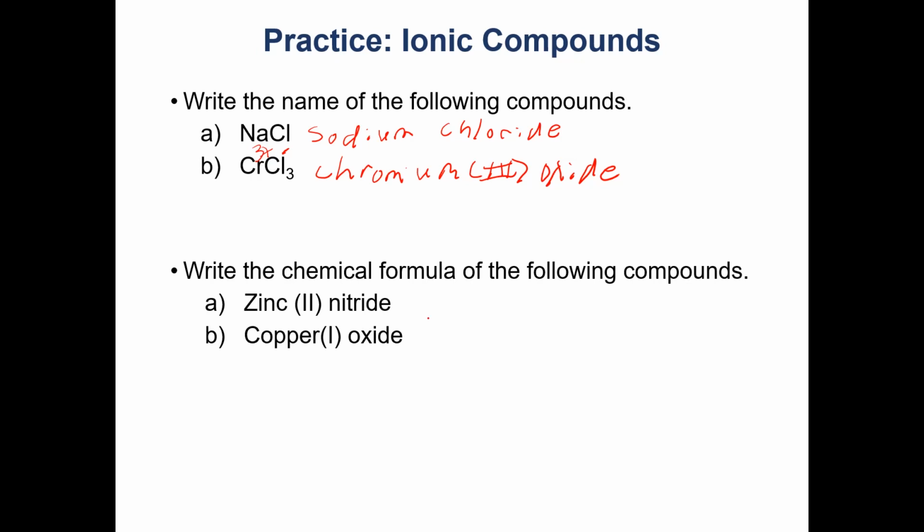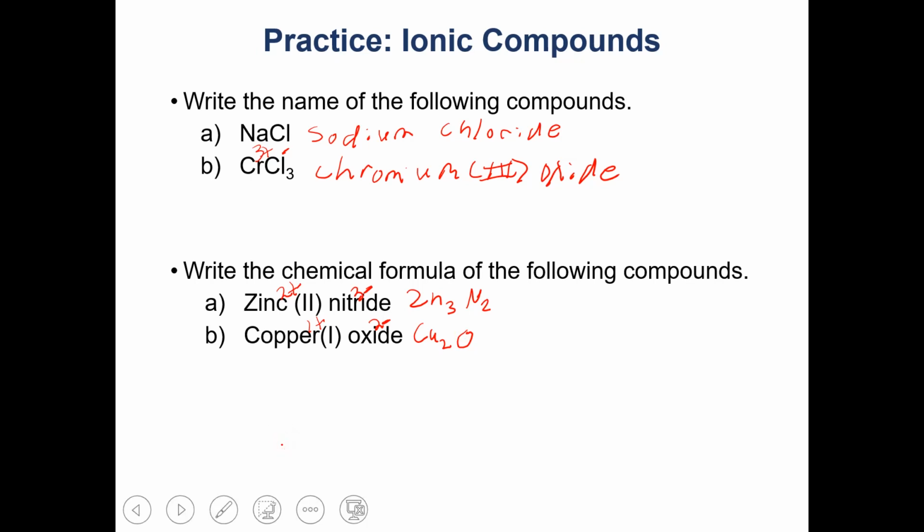Okay, so let's write a couple more chemical formulas here. So this Roman numeral 2 tells us we have a 2 positive charge on zinc. Nitrogen is in group 15 or 5A, which means it has a 3 negative charge on it. So we would need 3 zincs to go with every 2 nitrogens to make this compound neutral. This Roman numeral 1 here means that we have a 1 positive charge on copper, and there's a 2 negative charge on oxygen. So we need 2 coppers to go with every oxygen to balance that.